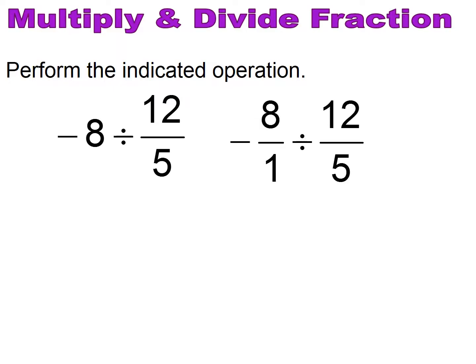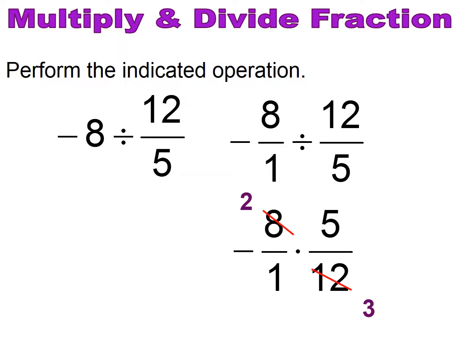Again, make sure you don't lose that negative sign. I put the whole number over 1. I flip the second fraction, change it to multiplication, and I'm going to simplify here. And in this case, 4 is coming out of 8 and 12, and that's where the 2 and the 3 come from. I multiply across, and I want to make sure I don't lose that negative sign. So I end up with a negative 10 over 3.